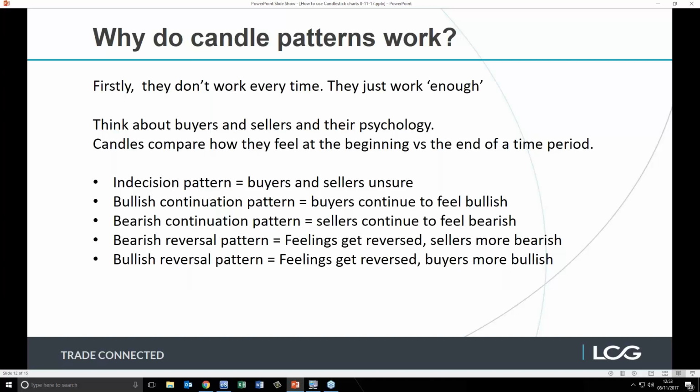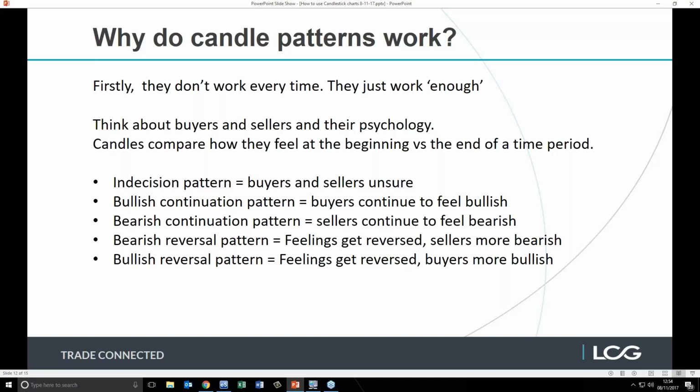So why do these patterns work? Firstly, just like every technical indicator, they don't work every time, far from it. But in my opinion, they just work enough. They offer you some sort of edge beyond just pure random price movement. There's a certain logic behind these patterns, and they do reoccur, and when used in conjunction with other technical analysis, can offer you a much better clue than random, in my opinion, of where the market could head next.